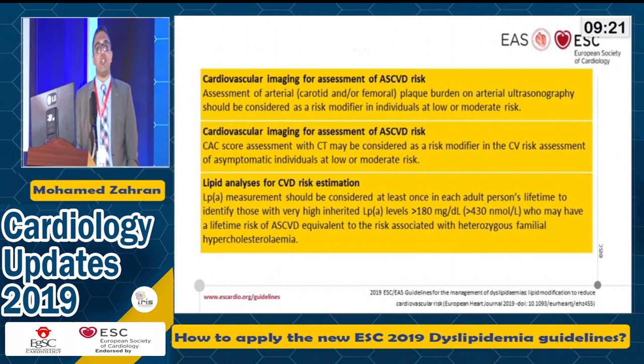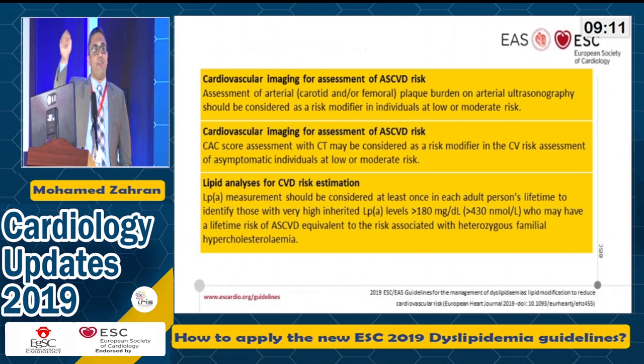If you do an investigation for your patient, this is actually a 2A recommendation in the guidelines, you can do further cardiovascular imaging as an additional risk stratifier for your patient. You can assess the carotid arterial or femoral arterial plaque burden on ultrasound for the low and moderate risk patients, and this can move them one step up. And you can do the routine calcium score, not multi-slice CT with contrast, no, routine calcium score. And if the calcium score is above 100, you can move your patient one step upwards.